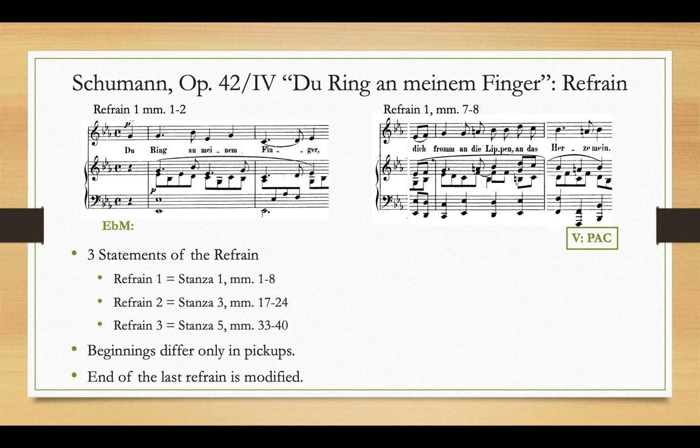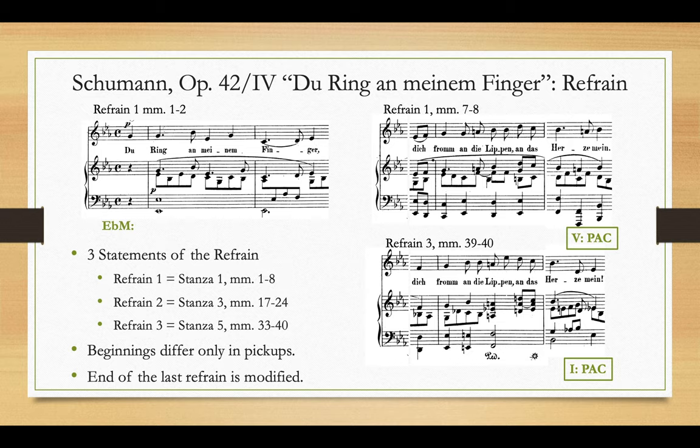In contrast, both the harmony and the melody of the third refrain have been revised to end with an authentic cadence in tonic. This makes sense, again, because as the piece is drawing to a close, this is the vocalist's last statement in the piece, and it makes sense for this to be modified to end with a more conclusive cadence in the tonic key.